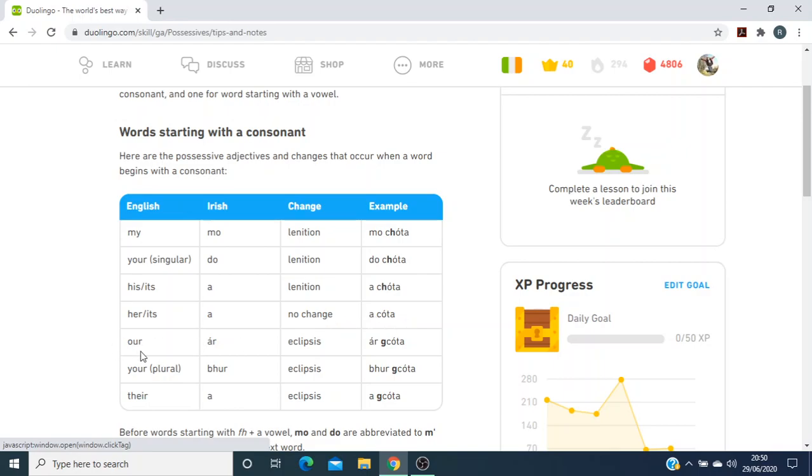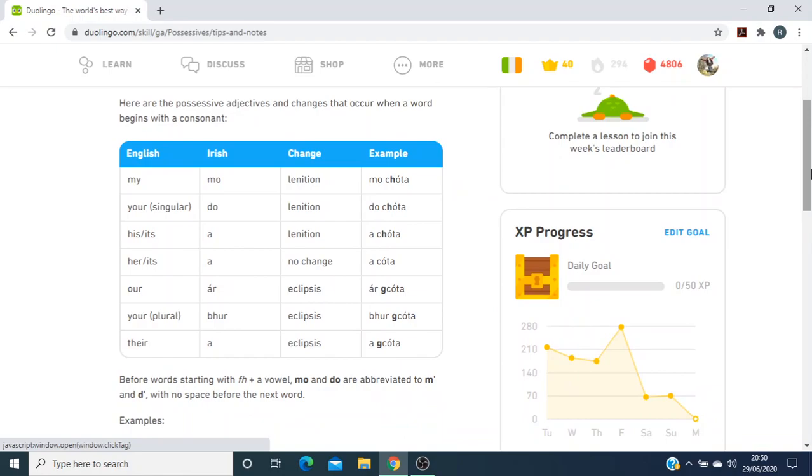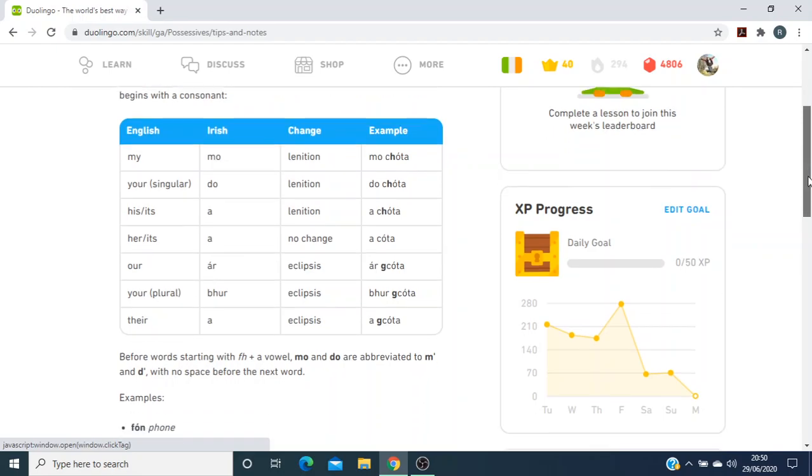And then we'll come to the plural. Ours, our, is ár, and there's an eclipsis involved. Ár gcóta. Your plural is bhur, and an eclipsis is involved. Bhur gcóta. And there is a, followed by an eclipsis. A gcóta. Right, so starting to see some of the uses for lenition and eclipsis in action, which I have to say I'm still trying to get my head around, but that is just part of the learning curve.